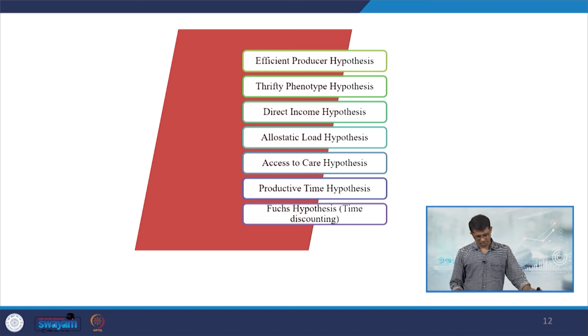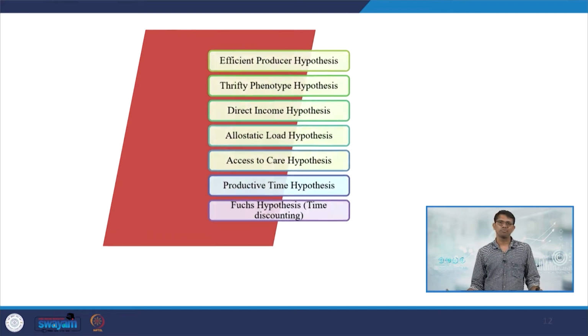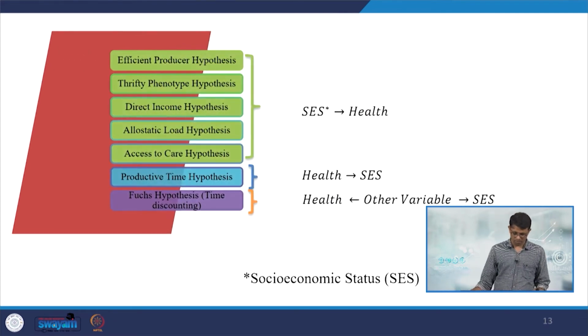So, we have here seven hypotheses, starting with the efficient producer hypothesis, and different literature, different experts have actually emphasized them in different contexts. This might be useful for your research. One is called the efficient producers hypothesis. This simply says, even in the first five, they are emphasizing socio-economic status, okay, that has implication on healthcare.